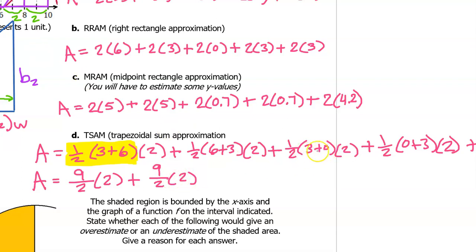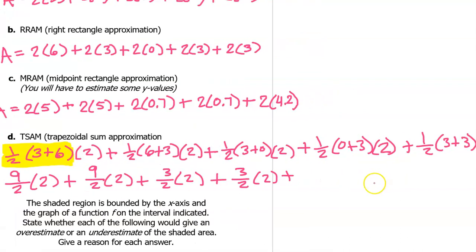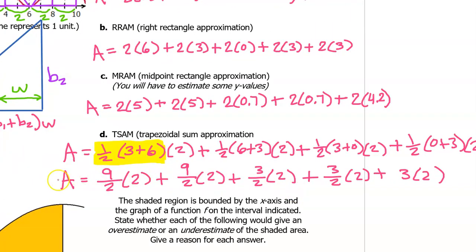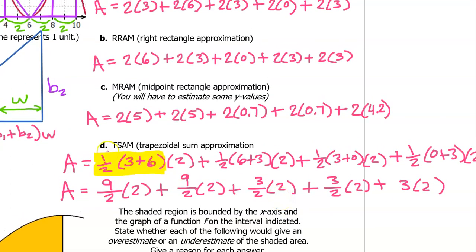So here, for the next one, we have another 9 over 2 times that width of 2. For the third one, 3 plus 0 is 3, so we have 3 over 2 times 2. And it's the same situation for the next one. So here comes another 3 over 2 times 2. And then the last one over here, 3 plus 3 is 6, and then 6 divided by 2 is 3. So we can just go ahead and put 3 times 2. So a lot of people will go ahead and put this for their approximation for the area under the curve using the TSAM method, trapezoidal sum approximation.